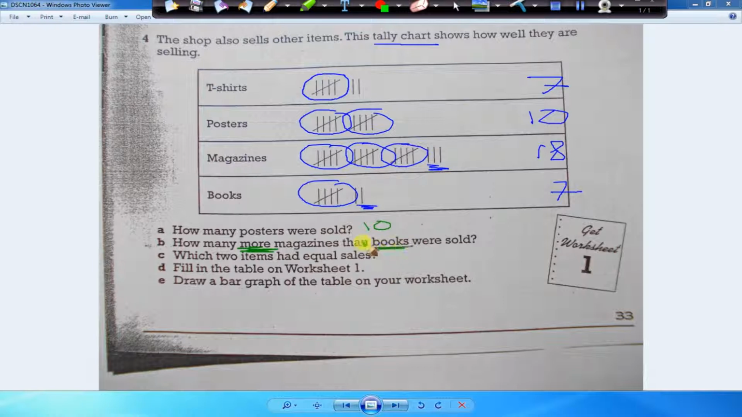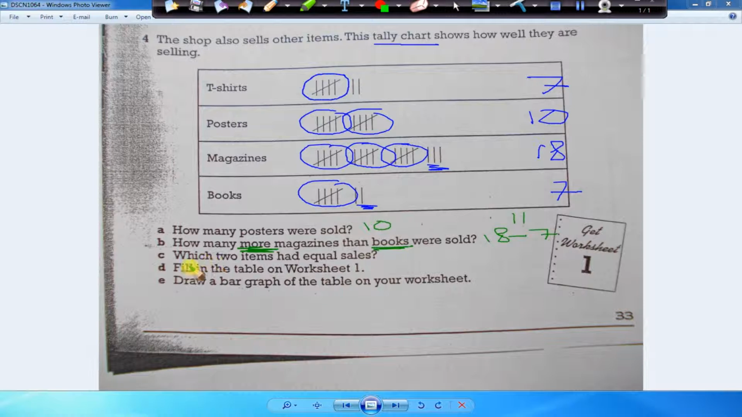Let's have this check man. Can you explain to us how to do that? So magazines was how many? 18. And how many books were there? 7. So 18 minus 7 to work out how many more. 18 minus 7 will give us 11. I'll write 11 on top of here.